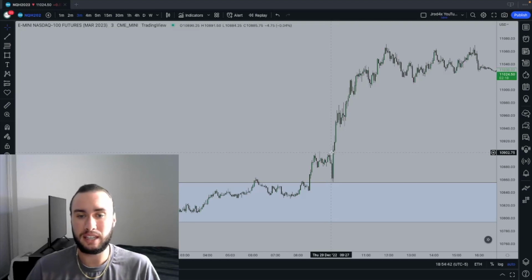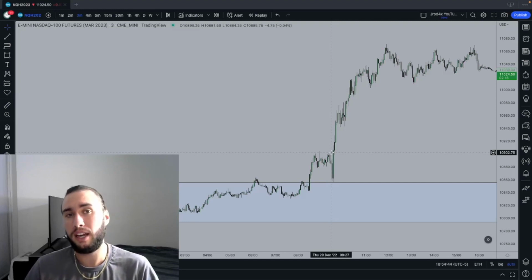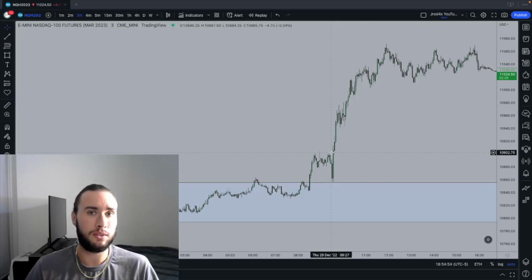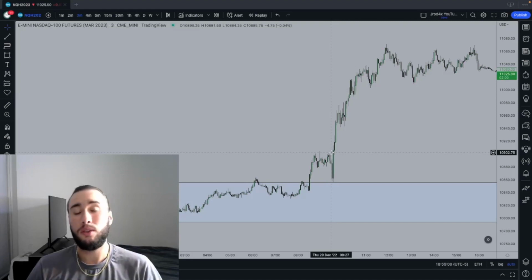Again, these are just things that are a part of my trading plan, and I don't always use them every single day, but it also adds additional confluence in terms of the setups and the trades that I'm taking. So these are just a few concepts that I personally use.